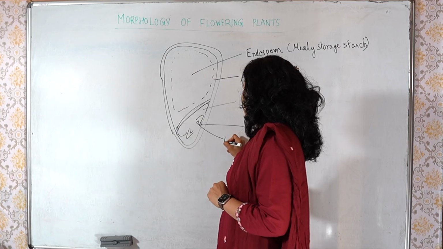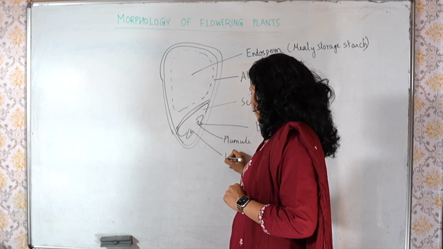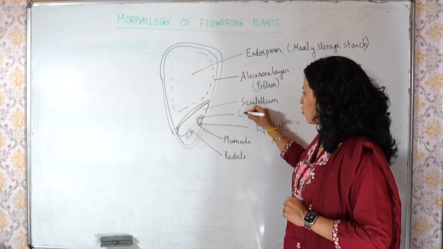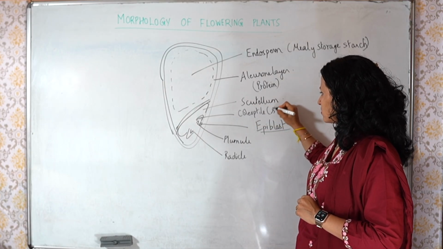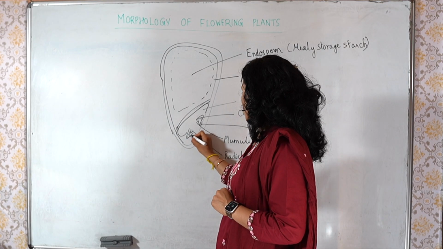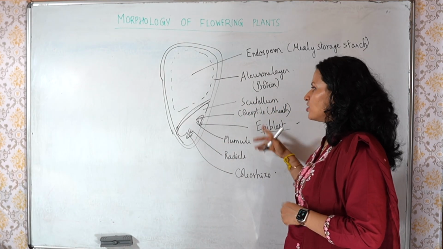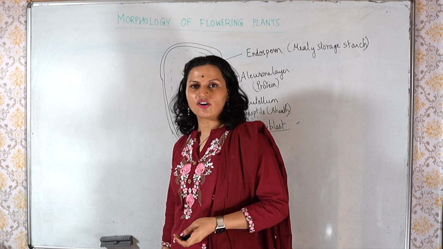Then there will be the plumule and the radicle, but the plumule is covered by a sheath-like structure called the coleoptile, which is the sheath around the plumule, and there will be a sheath around the radicle also, which is called the coleorhiza. These kinds of sheaths are not present in dicot seeds.